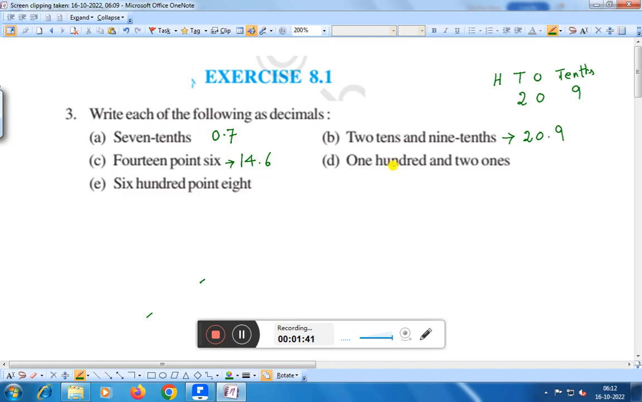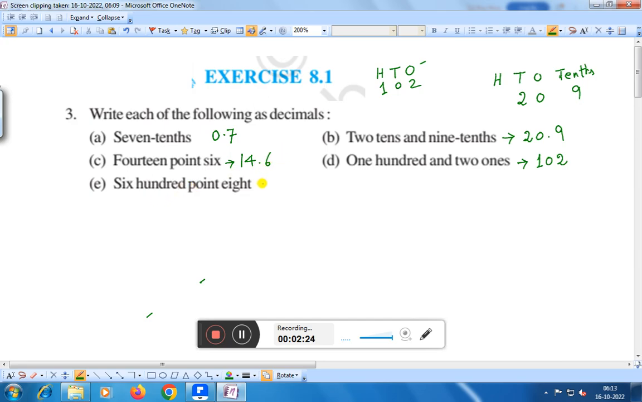D is 102 ones. That means question number D is 102 ones. If we write the place value: hundreds, tens, ones. 102 ones. 100 and 2 ones. That is 102. That means here ones is 2, tens is 0, and hundreds is 1. That is 102.